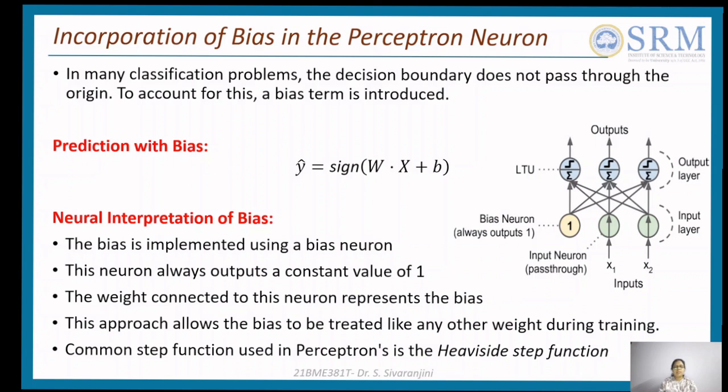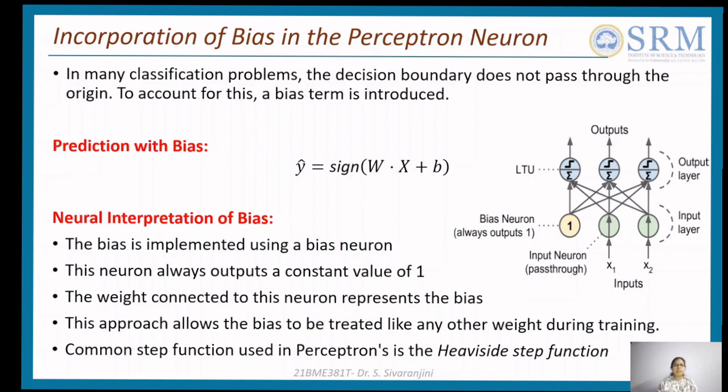So this bias is the one which shifts the decision boundary, and without this bias, the boundary is forced to pass through the origin only. It cannot be above or below, right? In some classification problems, the decision boundary does not pass through the origin. There might be situations where the decision boundary has to pass through somewhere else. So to account for this, the bias term was introduced, right?